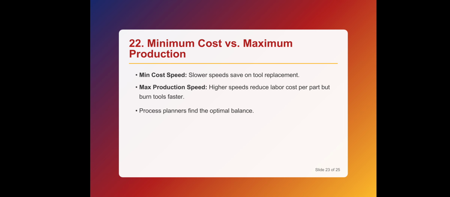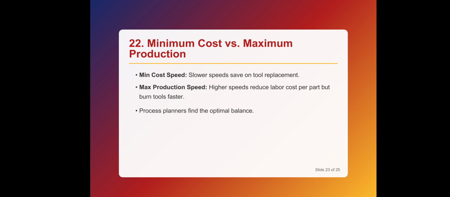Coming to the next one, minimum cost versus maximum production. The minimum cost speed means a slower speed, which saves on tool replacement. Once again I repeat, minimum cost speed, slower speed saves on tool replacement. Maximum production speed means higher speeds reduce labor cost per part but burn tools faster. The process planners find the optimal balance.